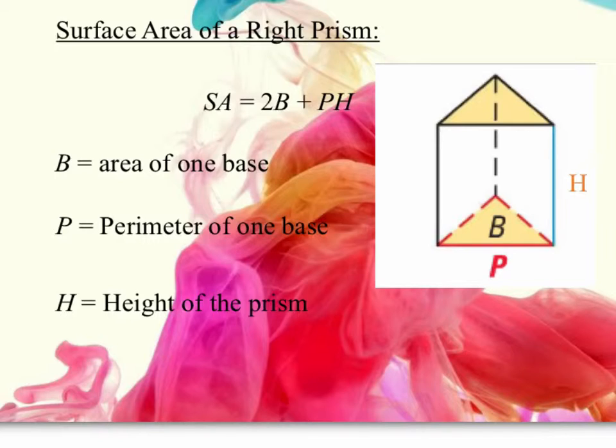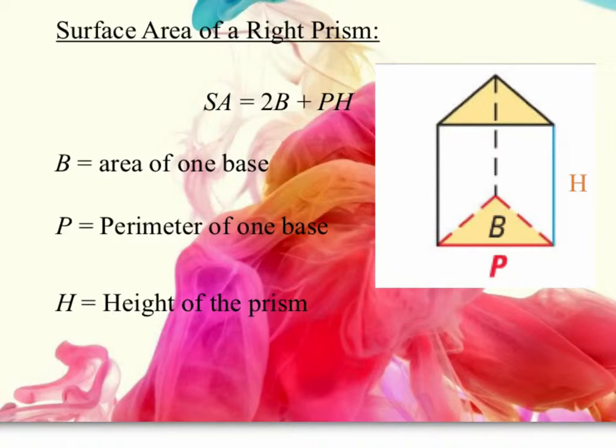Remember, we discussed that really it's just the area of one of the bases, and then multiply that by 2 to get the area of both bases, and then the area of all the different sides that make up that prism. So this is 3 rectangles and 2 triangles, so you can find the area of the 2 triangles and the areas of the 3 rectangles.